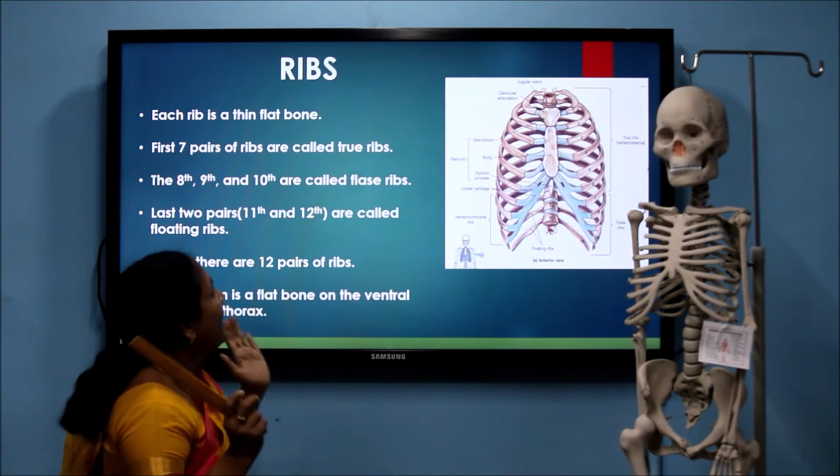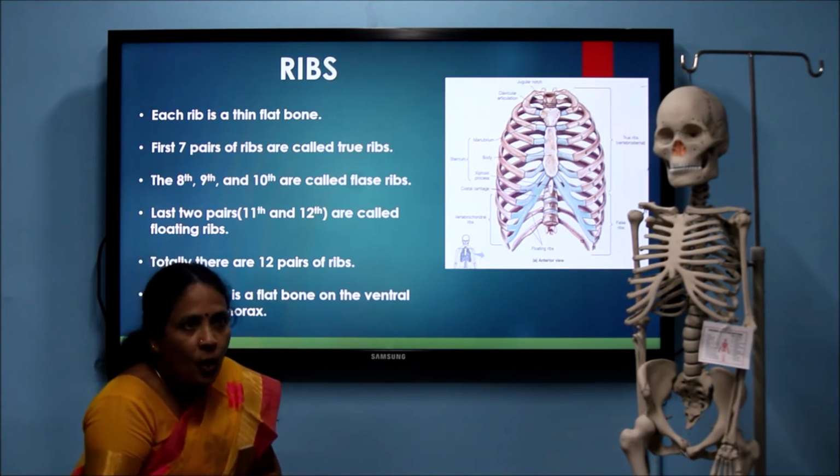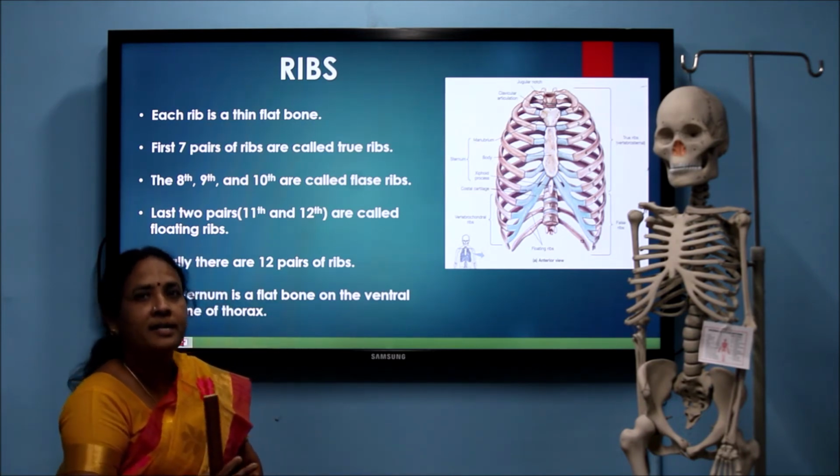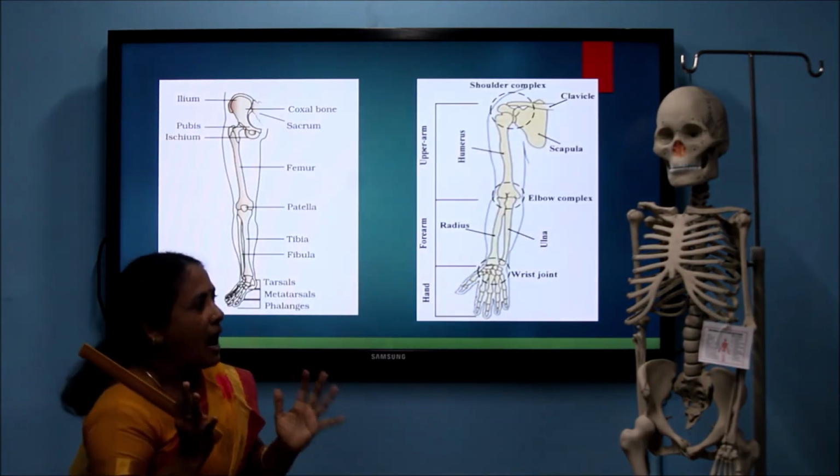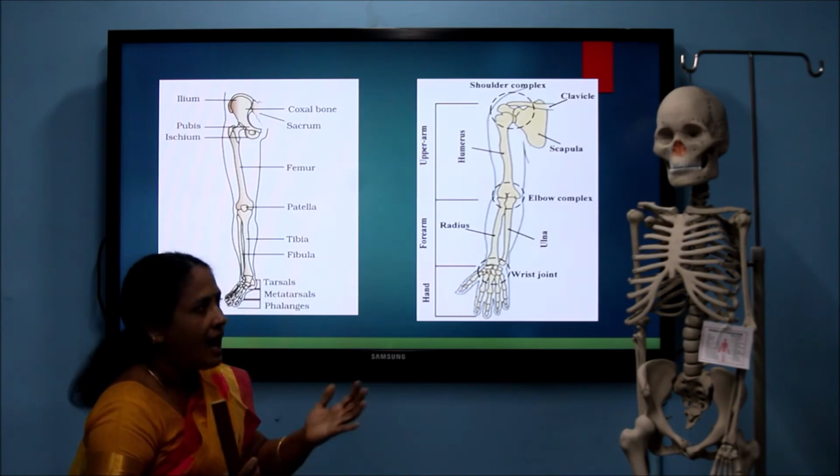The ribs together are called the rib cage. It encloses the important vital organs inside it, like the lungs and heart.